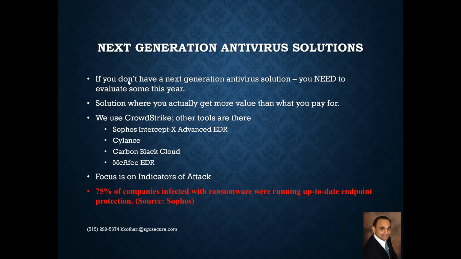They use machine learning and behavioral algorithms to try to identify indicators of attack, to be more proactive in protecting against ransomware as well as other types of malware. And so Next Generation Antivirus Solutions are something that you actually get more value for than what you pay for. And so at SecureGuard, we use CrowdStrike.